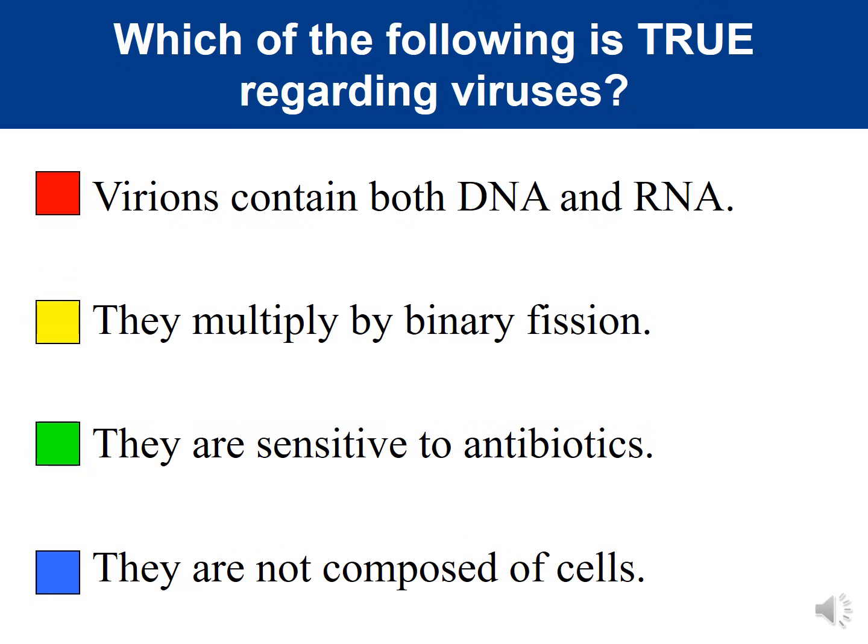So if you said blue, you are correct. So viruses, remember, are obligate intracellular parasites. So they are not composed of cells. Red is not true. Virions contain both DNA and RNA, because remember we said that for viruses, it should be that they contain DNA or RNA, not both. Yellow says they multiply by binary fission. Remember that this is the way that bacteria reproduce.